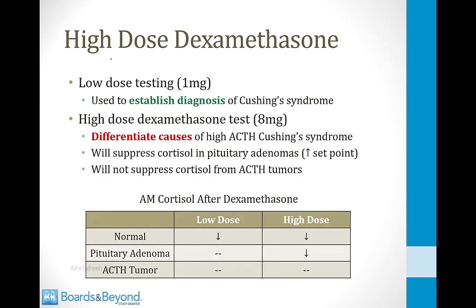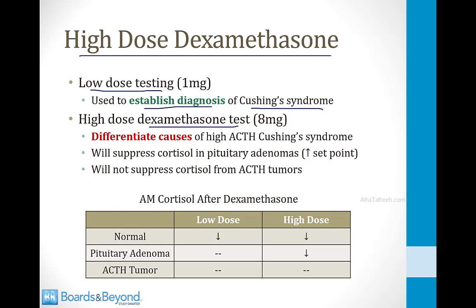Another test that can be used in the evaluation of Cushing syndrome is called the high-dose dexamethasone test. This test is similar but different from the low-dose dexamethasone test that we talked about 2 slides ago. In the low-dose test, a low dose of dexamethasone is administered in order to establish the diagnosis of Cushing syndrome. With the high-dose test, a higher dose of dexamethasone is administered, usually 8 milligrams, and the idea here is to differentiate between causes of high ACTH Cushing syndrome.